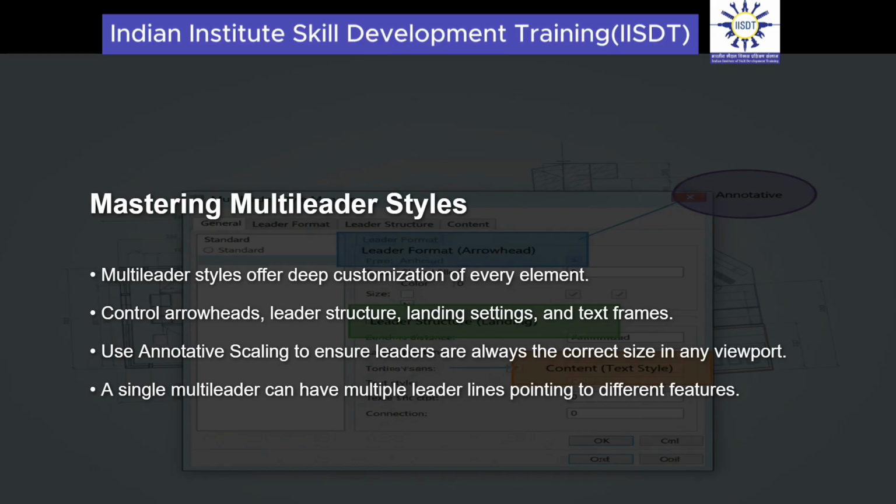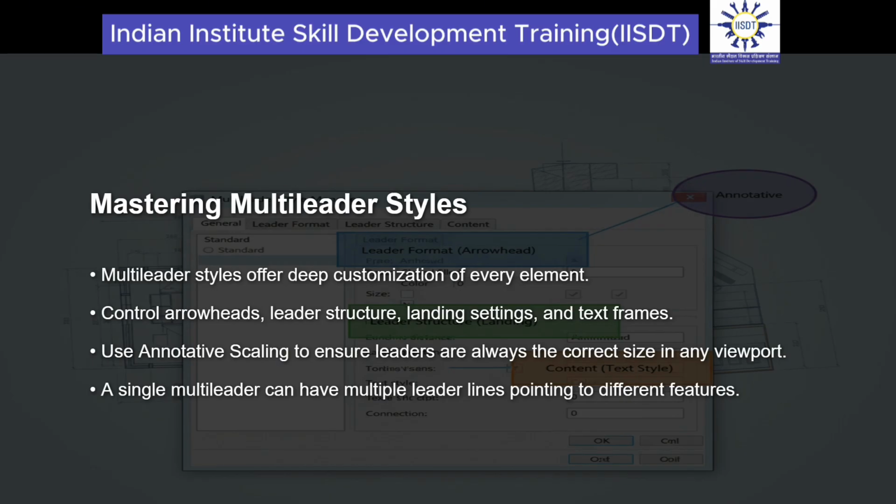The true power of multi-leaders lies in their deep customizability through the Style Manager. Let's look at what you can control. In the Leader Format tab, you can define the arrowhead, choosing from dozens of options like a closed filled arrow, a dot, an architectural tick, or even no arrowhead at all. You can also set its size. In the Leader Structure tab, you control the behavior of the line itself, such as the number of vertices it can have and the angle of its segments. This is also where you set the landing, which is the small horizontal line that the text sits on, and you can specify its length.